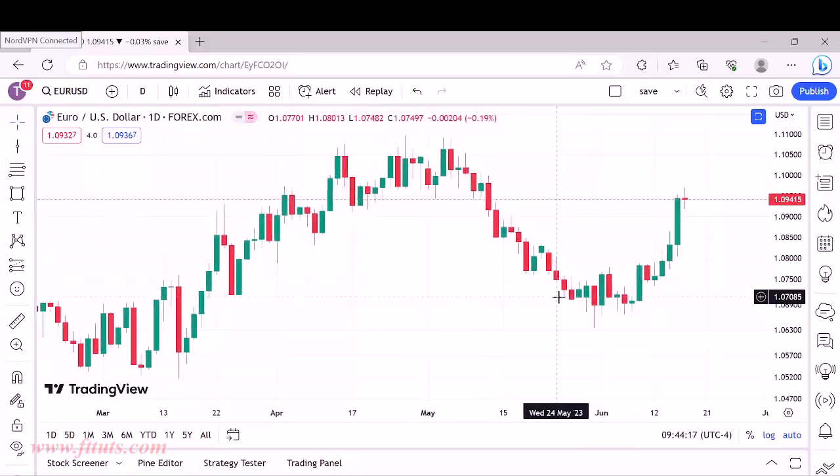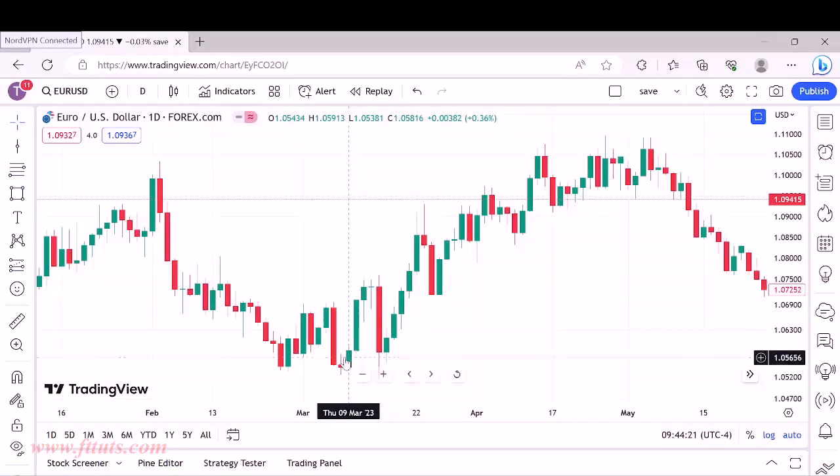On the other side of the coin, we have like right here, for example, this was actually the real shift in market structure to the upside, but that's for a little bit more of an advanced topic, which we'll go into probably in the next coming videos.